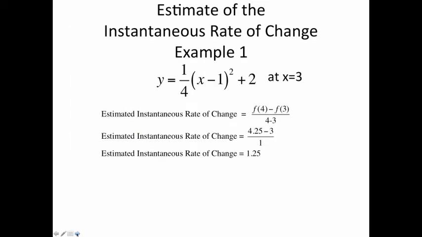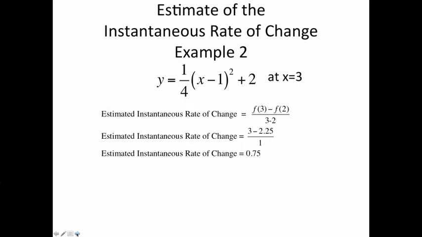So here is the equation we just saw. y equals 1/4 (x minus 1) squared plus 2 at x equals 3. Here we're picking a point on the right and the point of interest at x equals 3 and calculating the instantaneous rate of change. And we get 1.25 for that approach.